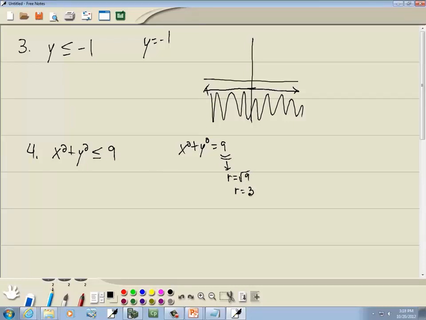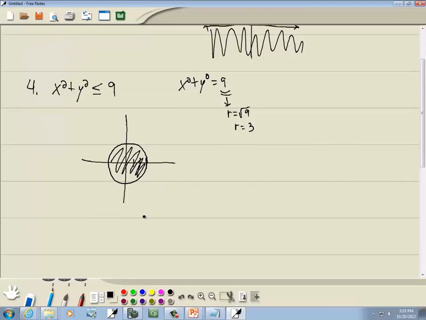So our radius is 3. So we're going to go out, radius of 3, and we're going to draw a circle around. Now it's a less than or equal to. Less than or equal to means it's going to be a solid line. So it'd have that. And since it's less than, then we're going to shade what's inside the circle. And that'd be our answer.